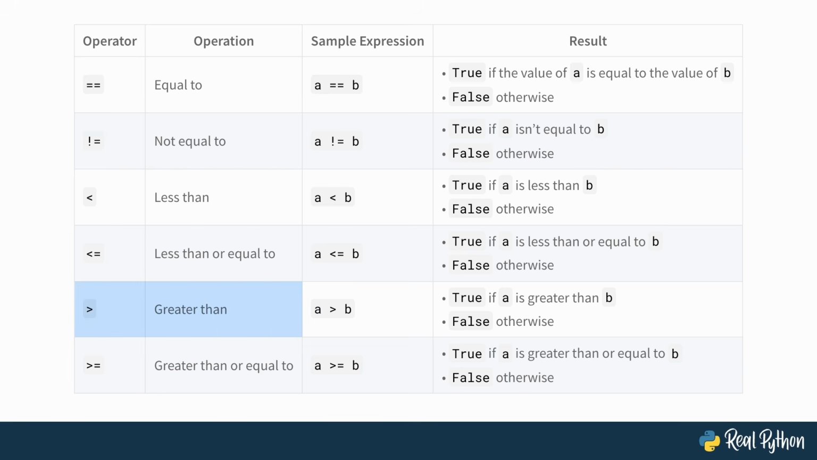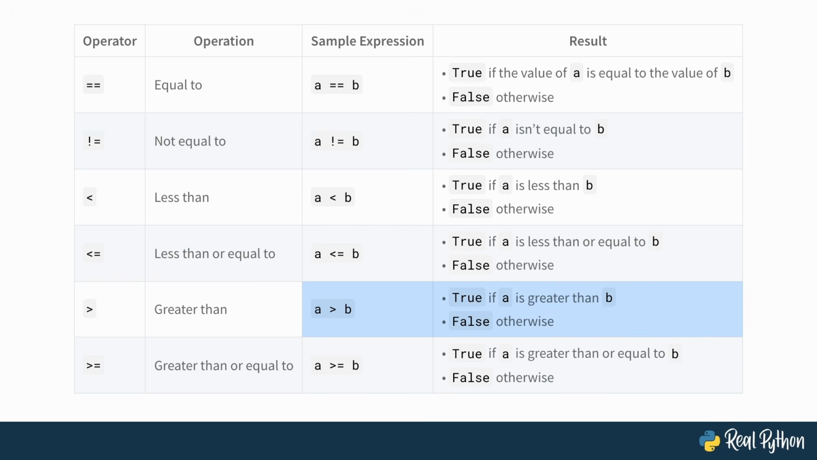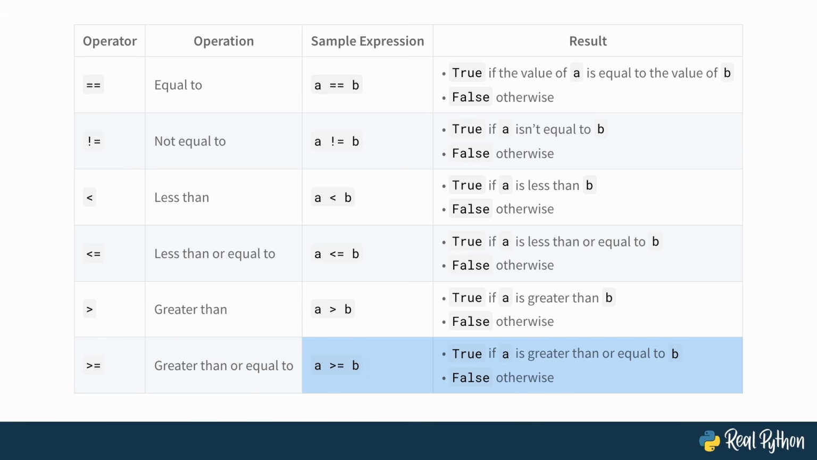The closing angle bracket, aka the greater than symbol, is the opposite of less than. a > b returns true if a's value is greater than b's, false otherwise. And by now you can probably guess what greater than or equal does. a >= b returns true if a is greater than or equal to b, false otherwise.